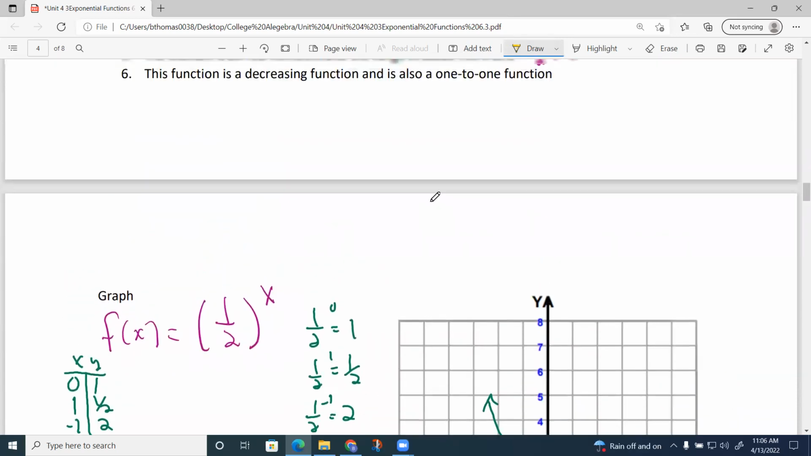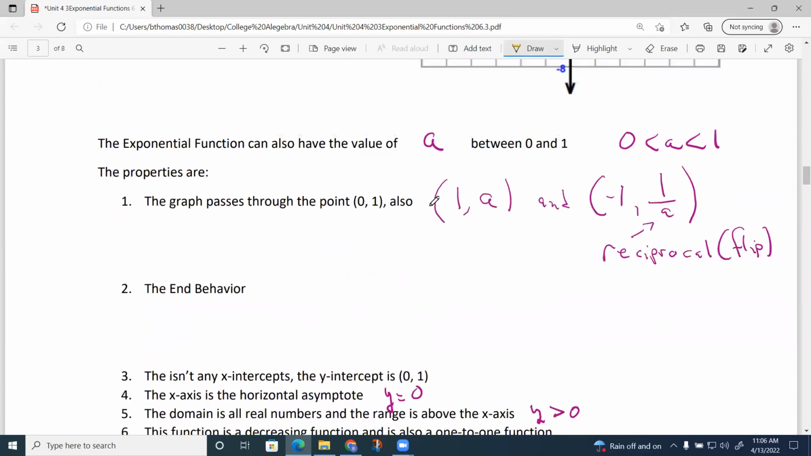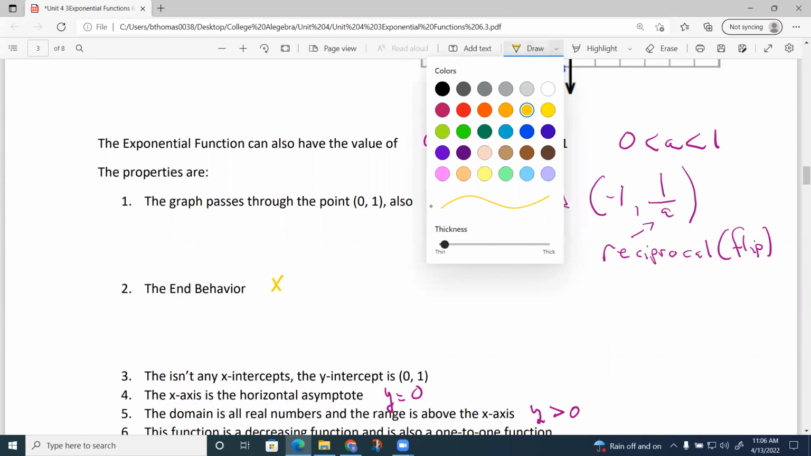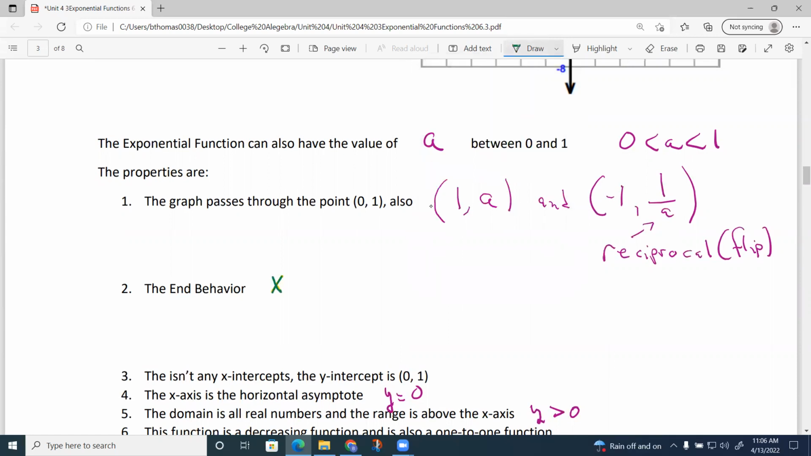So as far as behavior goes, as x is going towards negative infinity, we're now seeing that the y values are approaching infinity. They're getting larger now. And as x is going to infinity, as the x is going to the right, we're now seeing that the y's are getting closer and closer to 0. So again, we're seeing that boundary line going on there.